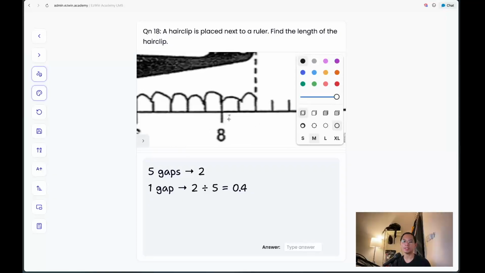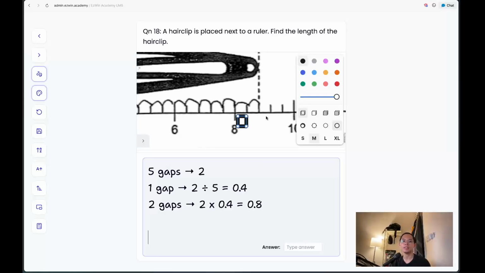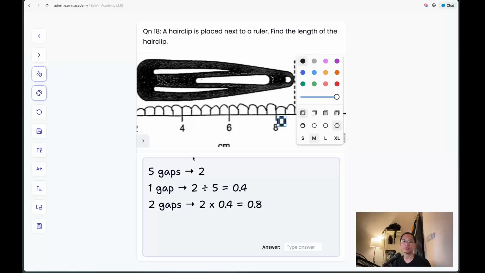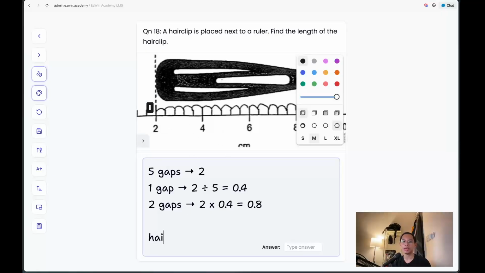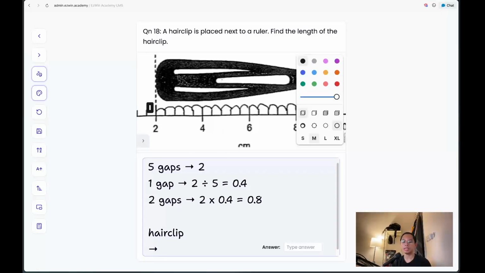Okay, so in this case, we have 2 all the way to this 8. So we want to have this 2 gaps, right? So 2 gaps equal to 2 times 0.4, which is equal to 0.8. So for the ruler, the hair clip is 8 minus 2 plus 0.8. This will give us 6.8. This case over here. There you go.